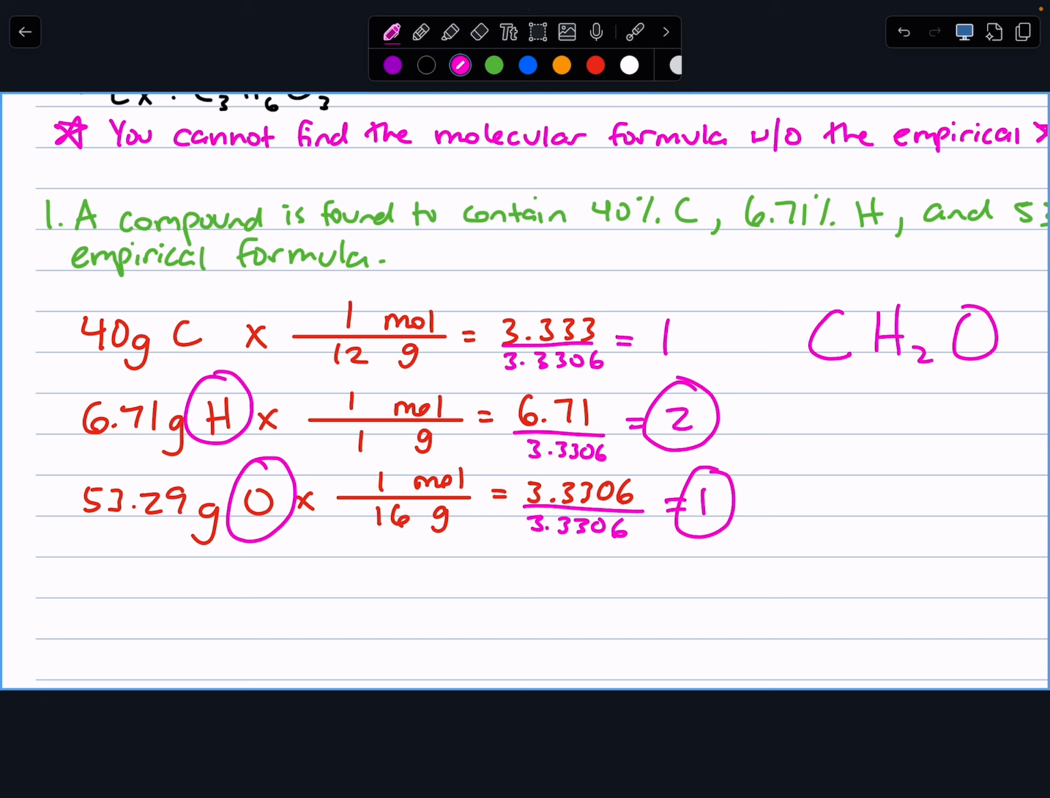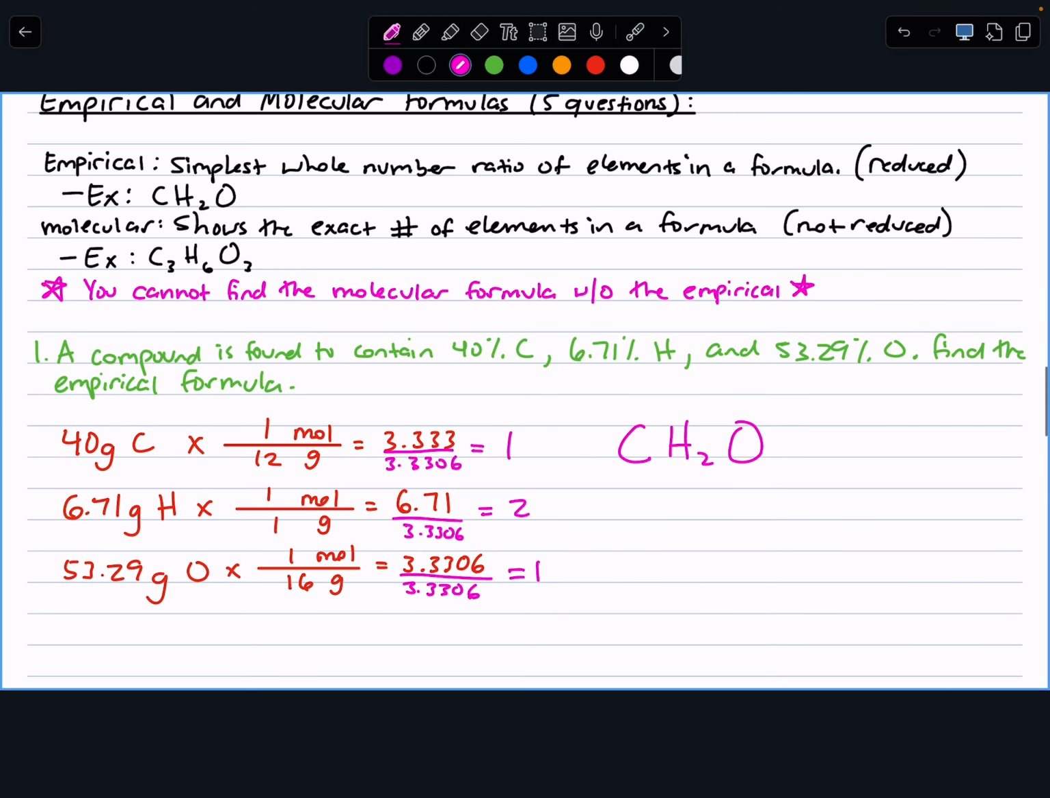But I thought they had to divide by each other too. I thought it would have to be like 4, 6, 2, like it would have to be even to divide. No. That's molecular. I'm looking for empirical, the lowest ratio, the most reduced.